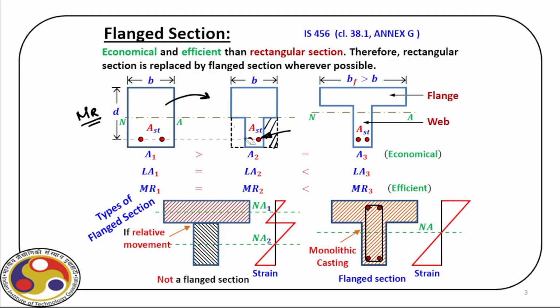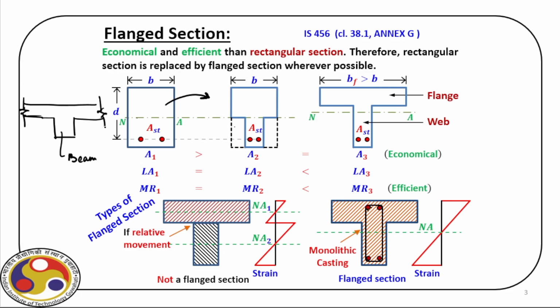Now the question is, in case of slabs with beams, for example, if you have a slab here, then the load from the slab is actually transferred to the beam. So we have a beam here. So this is a beam. And then we have a slab here.